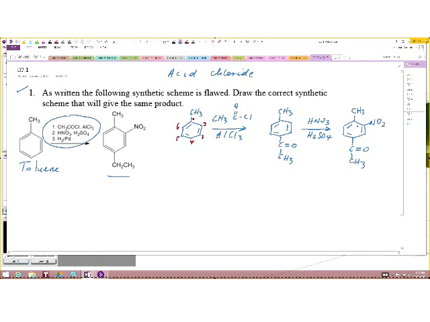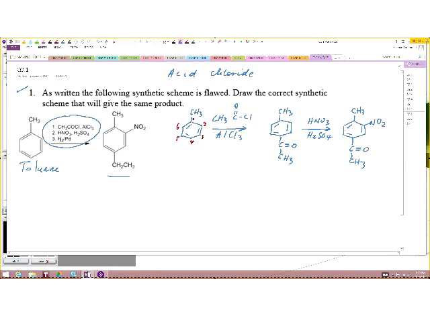Of these two substituents, which will drive the reaction? The methyl, because the methyl is an activator. So it just so happens that both of them are directing to the same position. The methyl is an ortho-para director, so it directs to this position here. The acetyl group is also a meta director, directing to the same carbon atom.